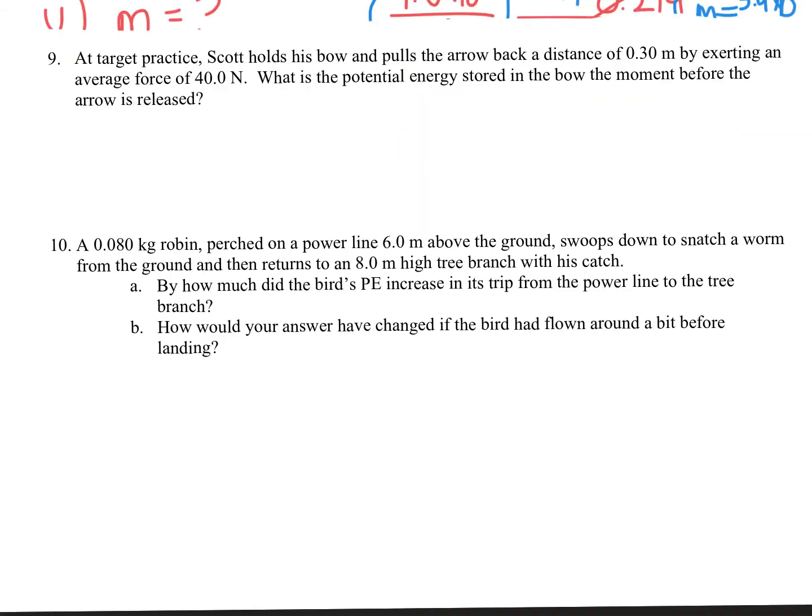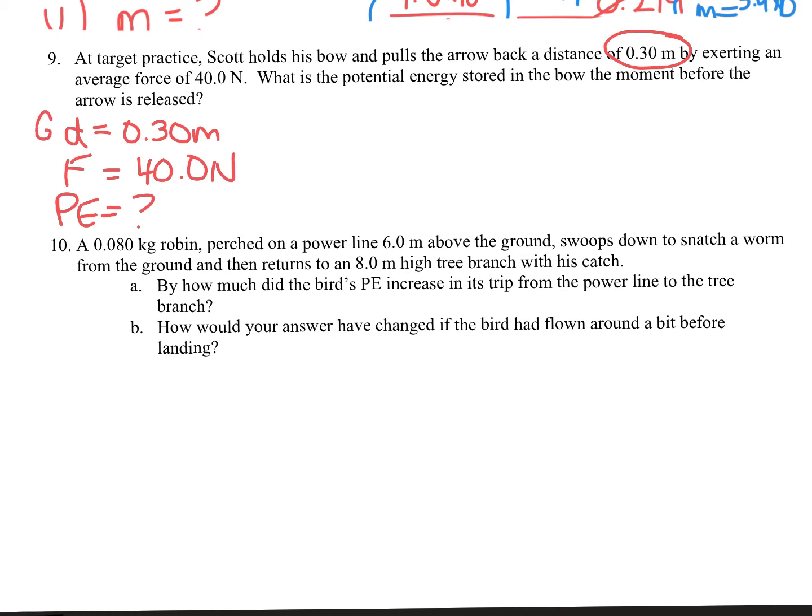At target practice, Scott holds his bow and pulls the arrow back a distance of 0.3 meters. So, okay, right away we have a distance of 0.3 meters. And we're exerting an average force. Oh, okay, we've got force here. Now remember, force times distance is work, so I wonder if we're going to do something with work here. We've got a force of 40 newtons. We want to know what the potential energy stored up in that bow is going to be for the moment before that arrow is released.